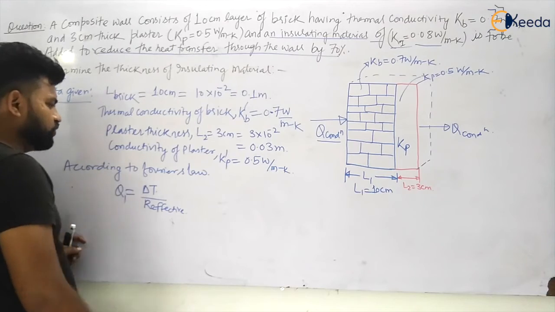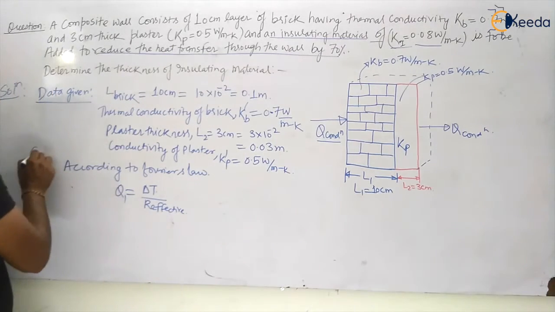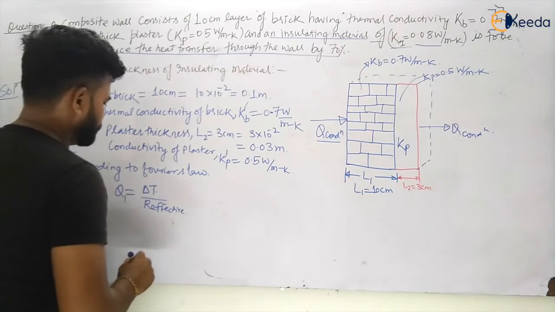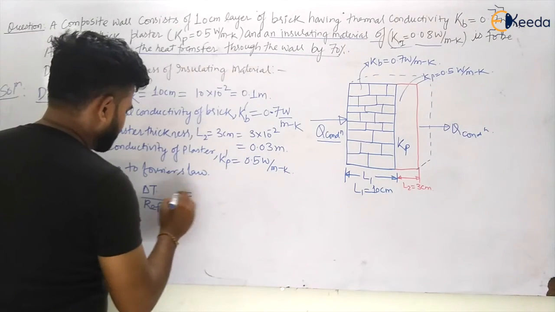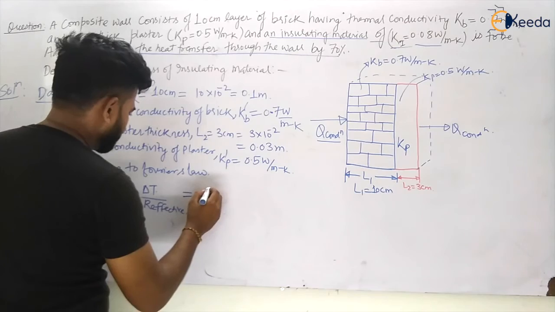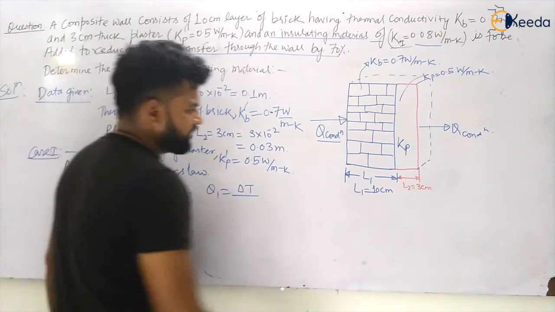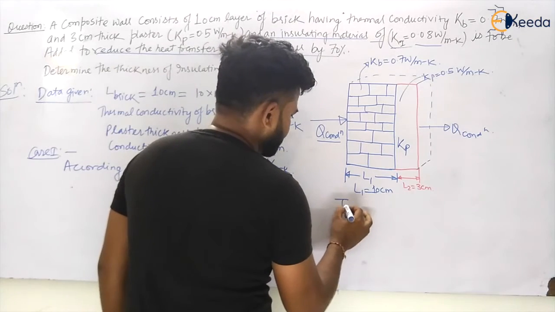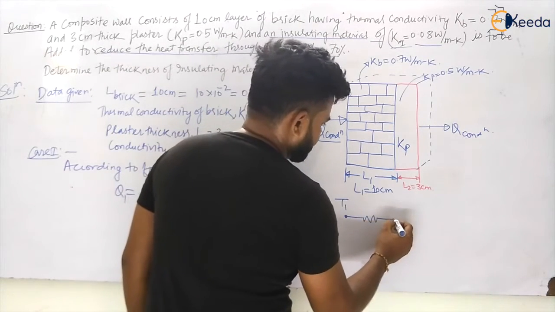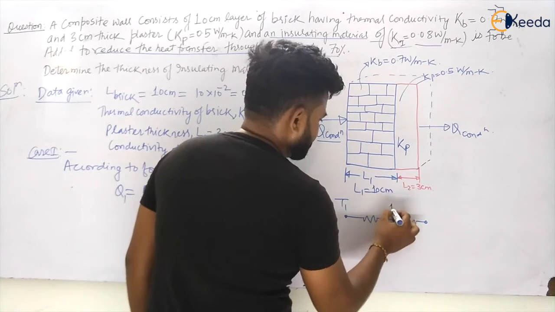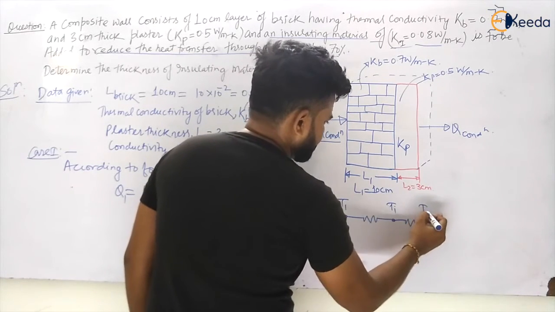Let us take Q1 in the first case, when there is no insulation. Q1 will be equal to delta T divided by R effective. Similar diagram: let us take T1, conductive resistance. Another diagram: this is, let us say, the intermediate temperature Ti. Let us take T2.